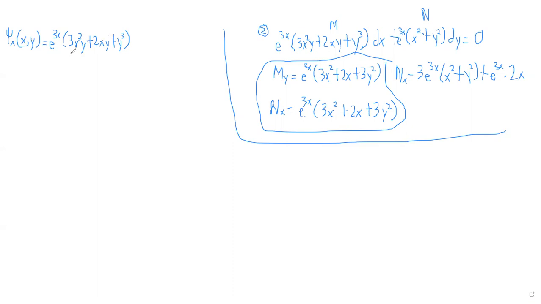Okay, I'm going to expand it out so it will be easier to integrate. So this is also equal to 3x squared e to the 3xy plus 2x e to the 3xy. So I'm not doing anything new here, I'm just expanding this out. Plus y cubed e to the power of 3x.